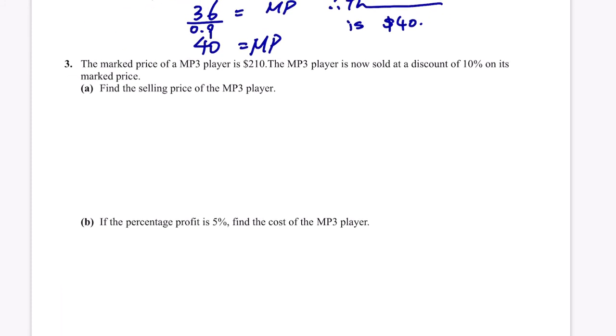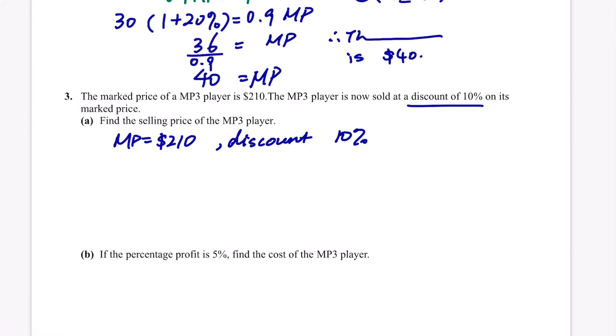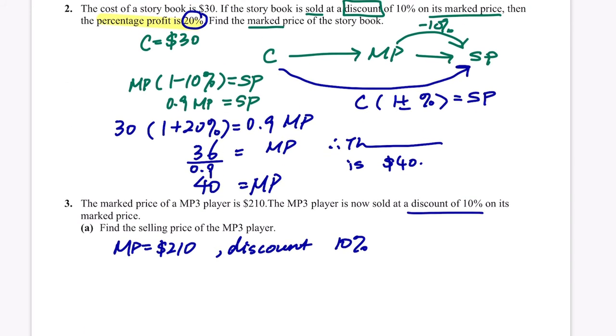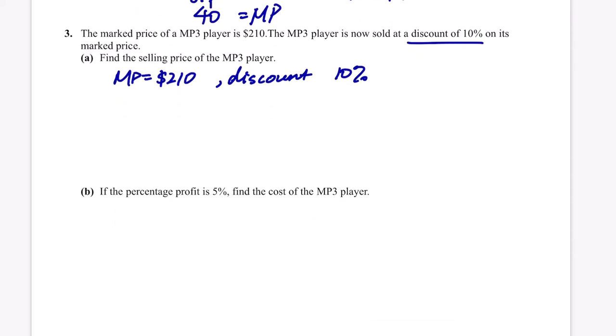Question 3. The market price of MP3 player, so let's continue writing. Market price is $220. And then now there's a discount. Discount is 10 percentage. You have to find the selling price first. That's the easiest question until here. So always remember the relation. This one. Yeah, you also use it here.